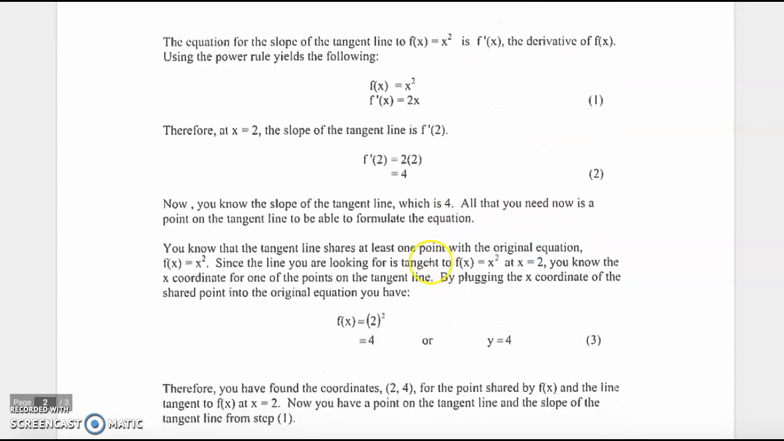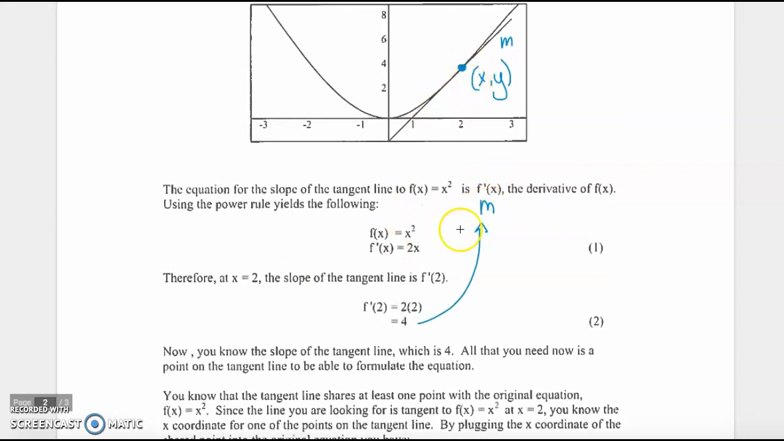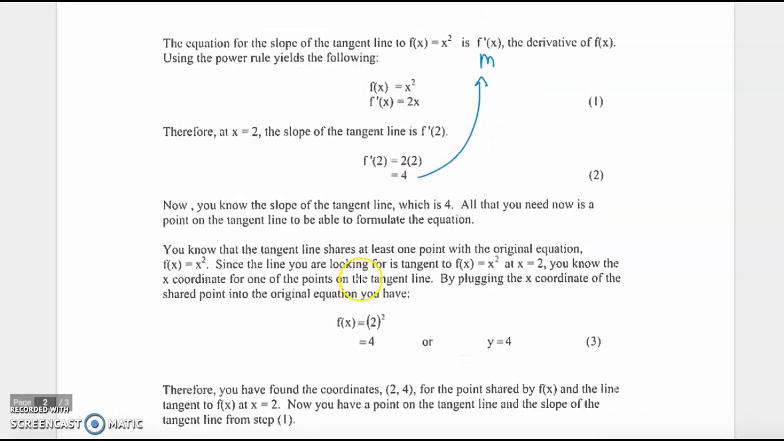So in this example, we're going to find the slope first, right? The equation for the slope of the tangent line is your derivative, so that's your m, basically. And so we do our power rule: f of x equals x squared, so f prime is 2x, right? Take the derivative. And then therefore, at x equals 2, the slope of the tangent line is f prime of 2, which is 4. So basically, this is my slope, m equals 4, okay? So now we know the slope of the tangent line, which is 4, and then all we need now is that point on the tangent line so that we can write the equation in point-slope form.